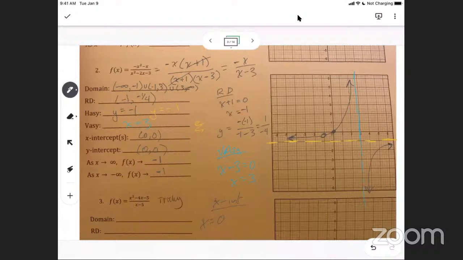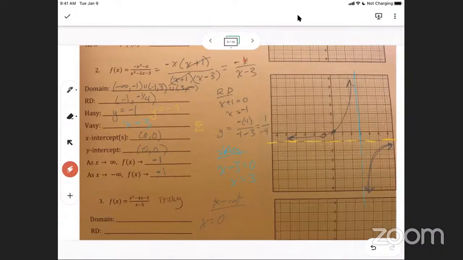So your graph is going to do that right there. Another thing you could do instead is literally just plug in one of these points. Plug in 4 and see what it gives you. If it gives you a point up here, you know it's up here. If it gives you a point down here, you know it's down here.